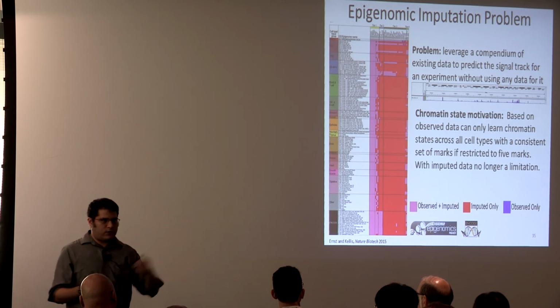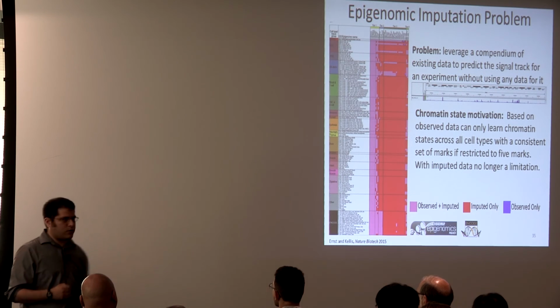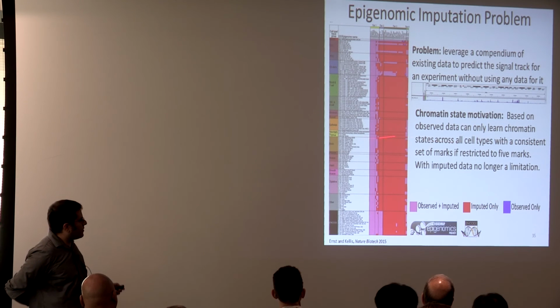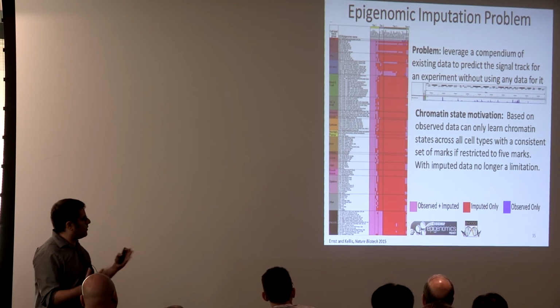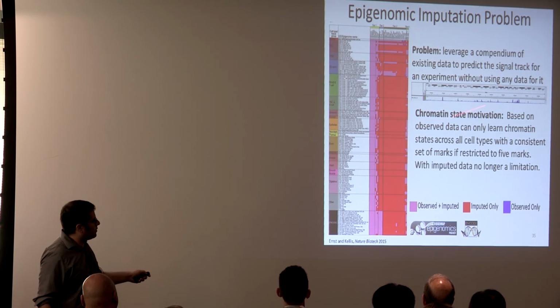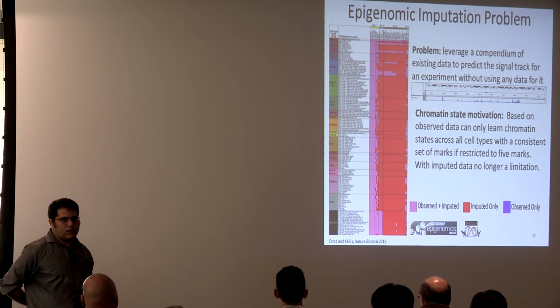So we're effectively doing a virtual in silico experiment, leveraging the fact that we have seen that mark in a number of other cell types, and we have other marks in that specific cell type we're interested in. So then, can we use all that information to infer a signal track without actually doing the experiment?